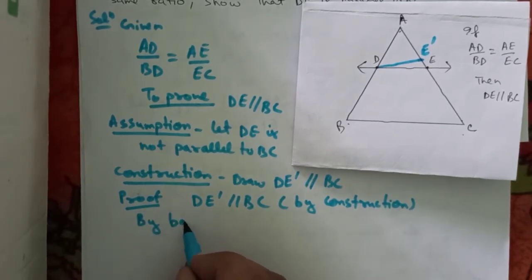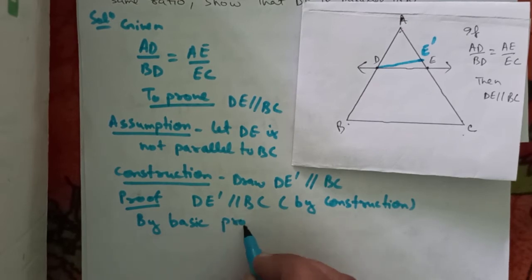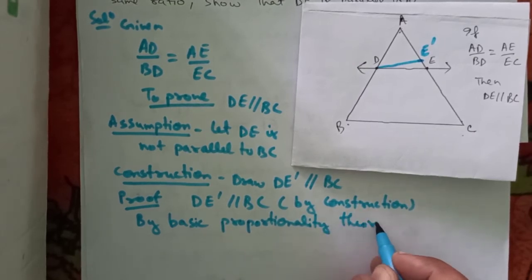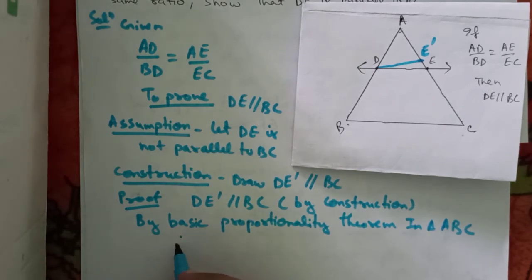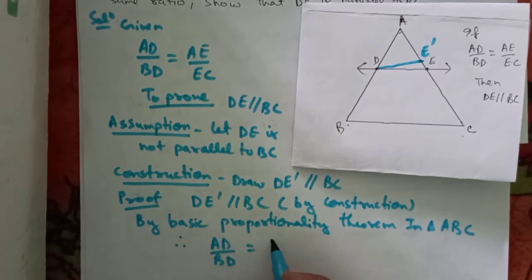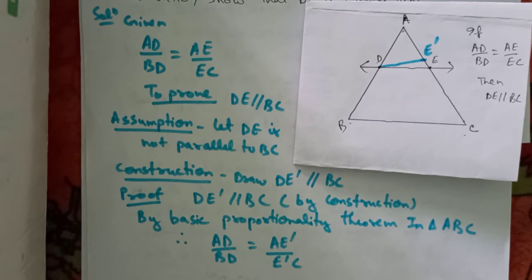By basic proportionality theorem, in the triangle ABC, DE dash is parallel to BC, therefore AD upon BD will be equal to AE dash upon E dash C. Since basic proportionality theorem states that if a line is intersecting two sides of the triangle and that line is parallel to the third side, then the two sides will be divided in the same ratio.